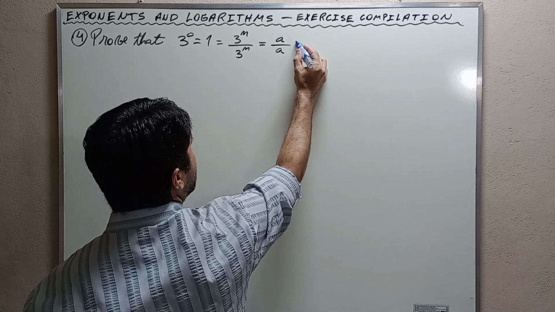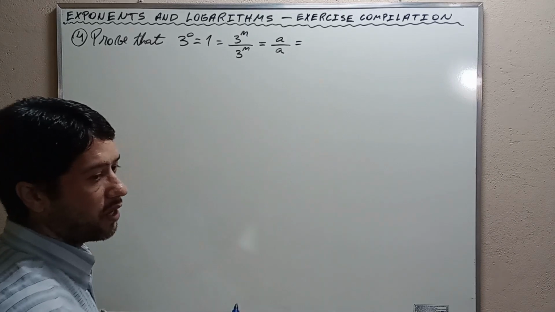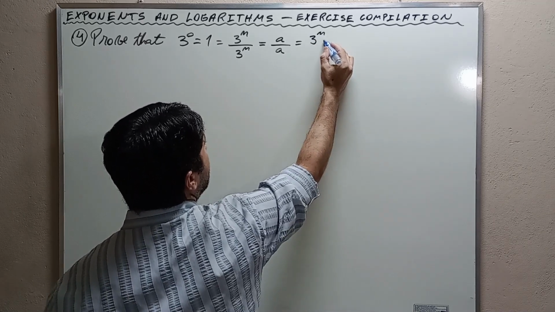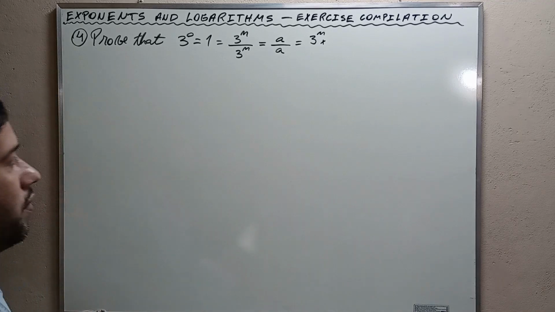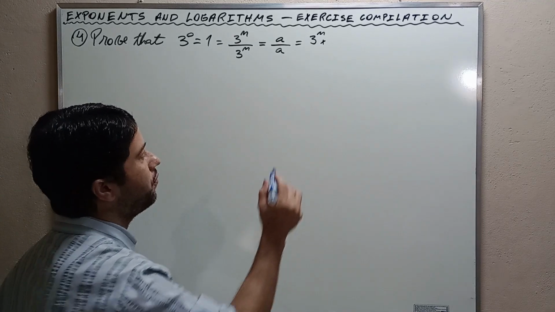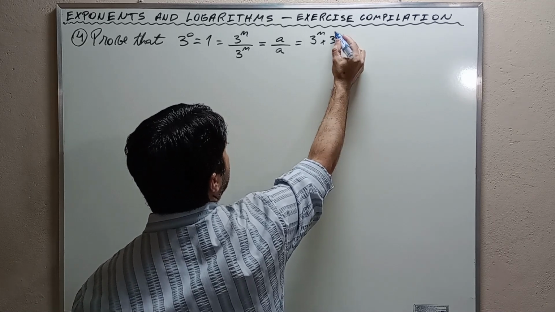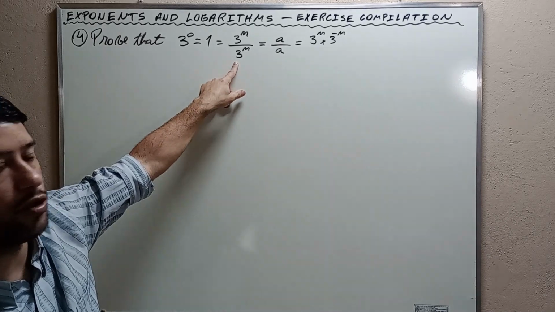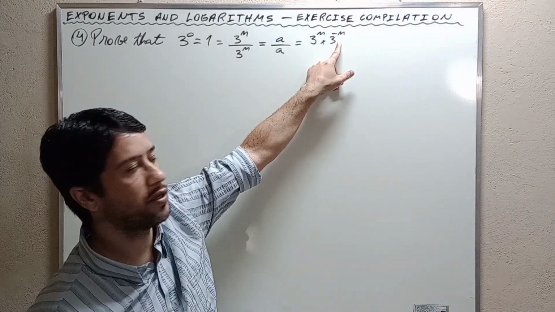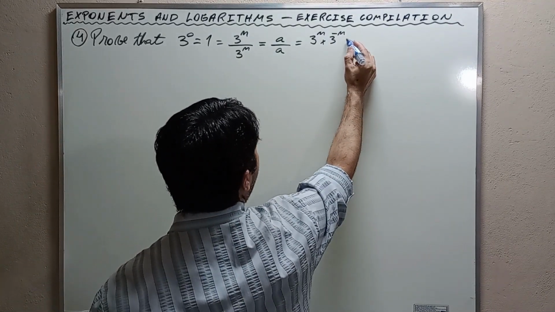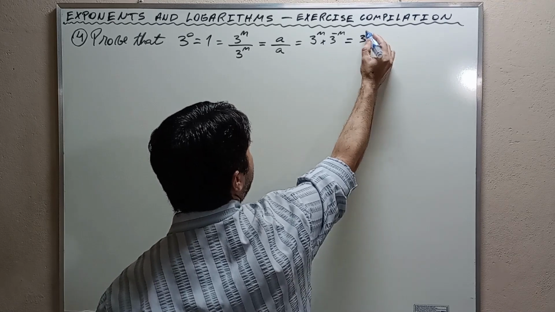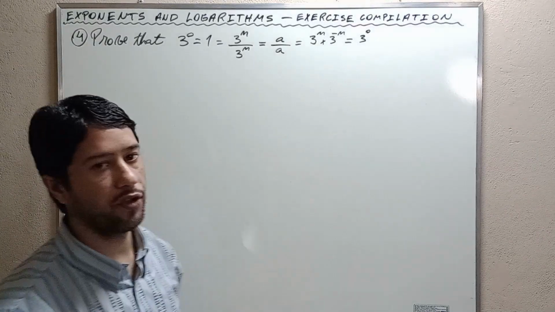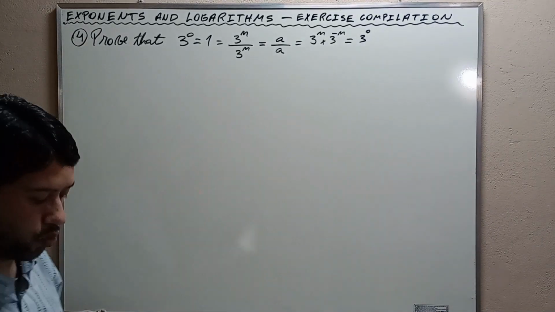And using exponentiation, we are studying exponentiation, we can say that 3 to the nth divided by 3 to the nth is also equal to 3 to the nth times 3 to the negative n. Okay, when we pass from the denominator to the numerator, we invert the sign, and then we finally find that it is 3 to 0. Okay, that's why 3 raised to the power of 0 is equal to 1.